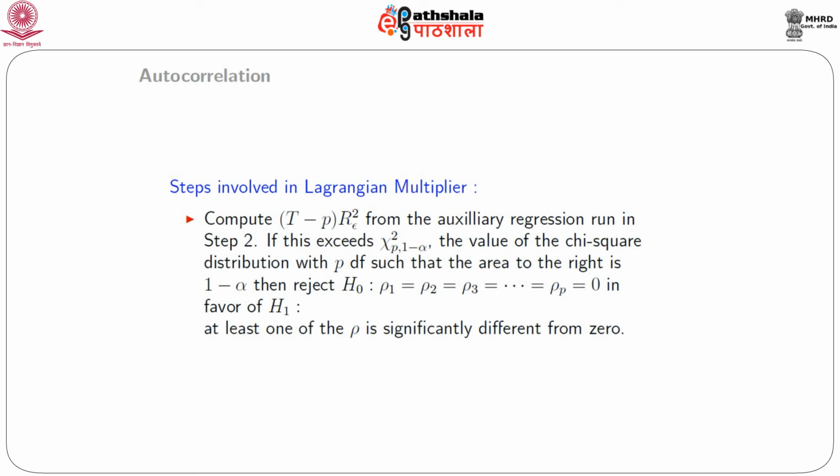If this test statistic exceeds chi-square p, 1 minus alpha, the value of the chi-square distribution with p degrees of freedom such that the area to the right is 1 minus alpha, we then reject the null hypothesis that rho 1 equals rho 2 equals ... equals rho p equals 0 in favor of H1.